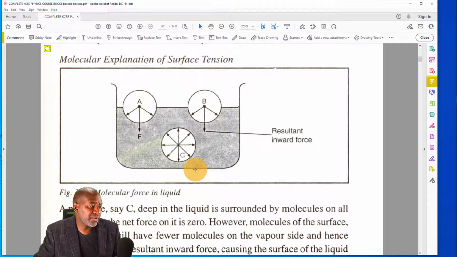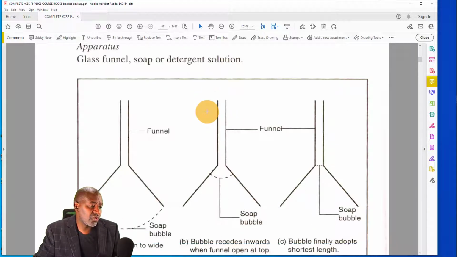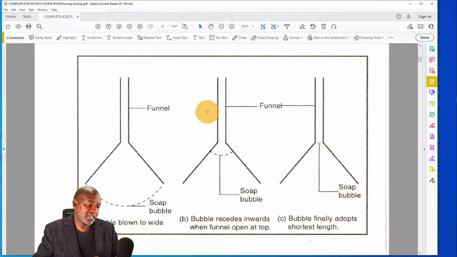So remember, you can use cohesive forces, that is forces of attraction between molecules of the same kind, to explain surface tension. And the explanation is given there. So go right ahead and read that situation.